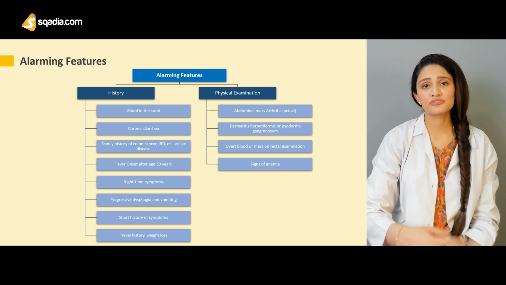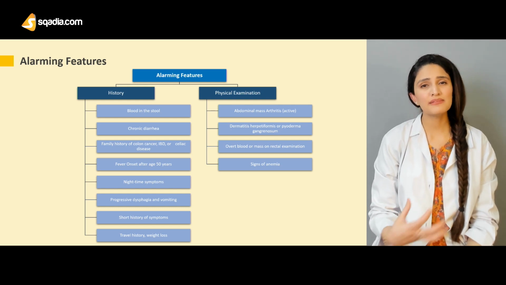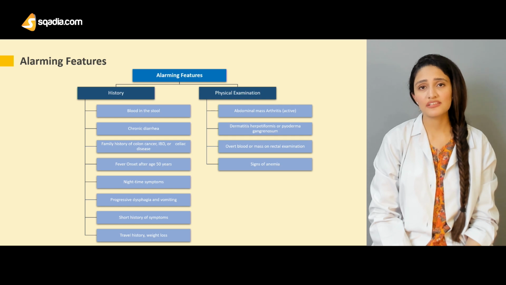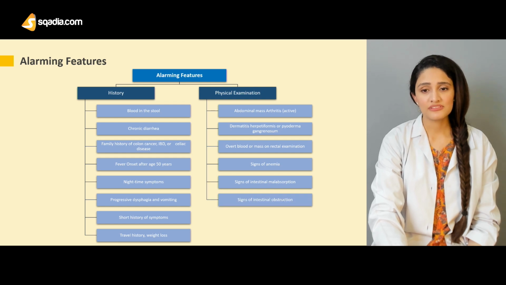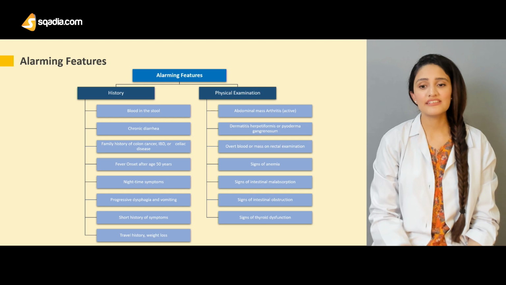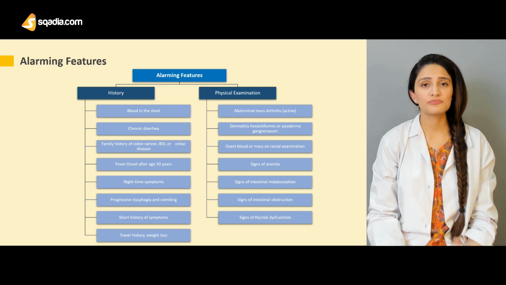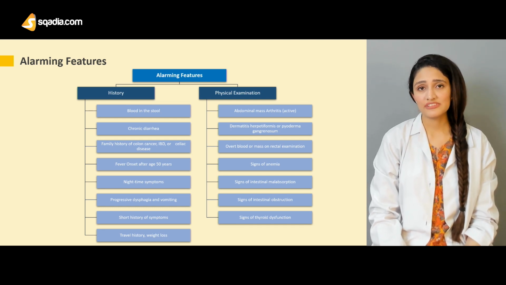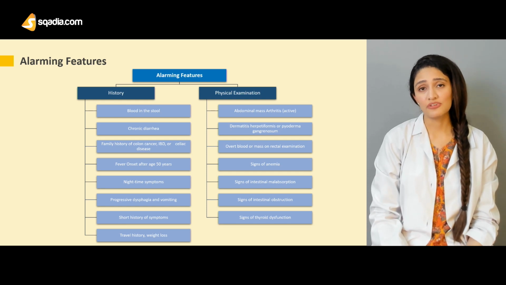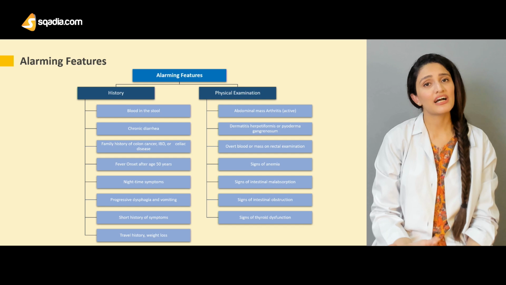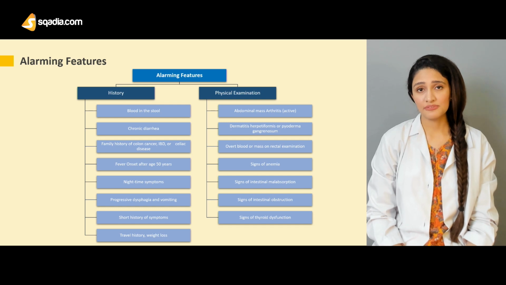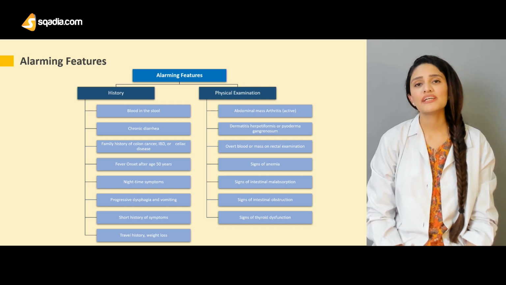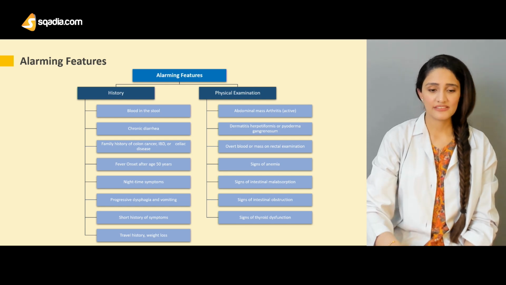Any signs of anemia, this could be because of the blood within the stool or any bleeding within the gastrointestinal tract. So this is also very alarming. Any signs of intestinal malabsorption, signs of intestinal obstruction, and lastly, any signs of thyroid dysfunction, as there could be an association, and the imbalance of the hormones could also be one of the reasons why a patient might be having diarrhea or constipation. As you all know, a patient with hypothyroidism could present with constipation, and a patient with hyperthyroidism could present with diarrhea. So it's very necessary to rule out any thyroid disease.